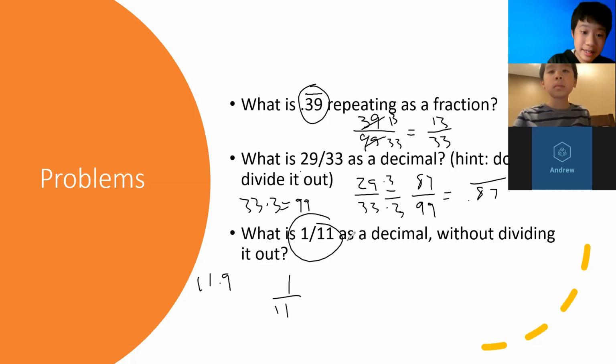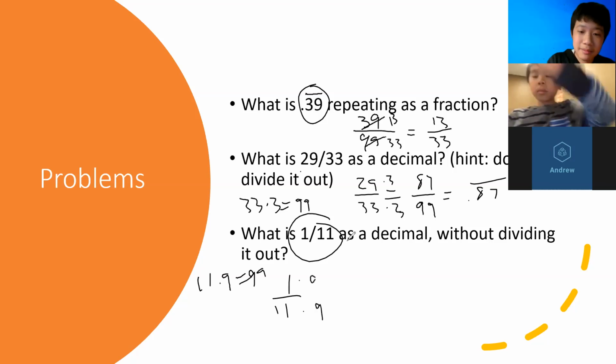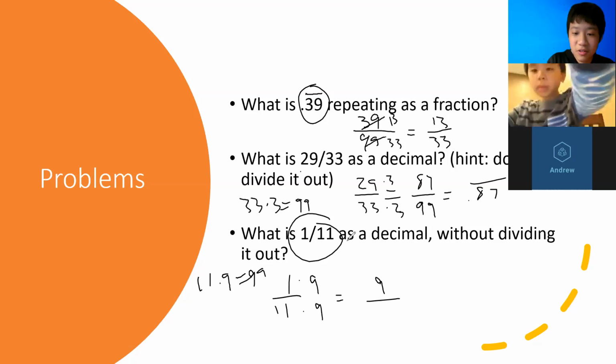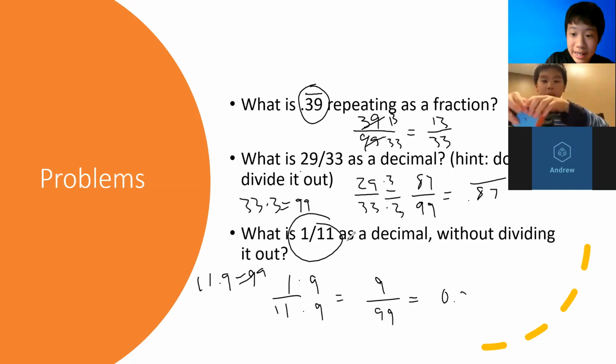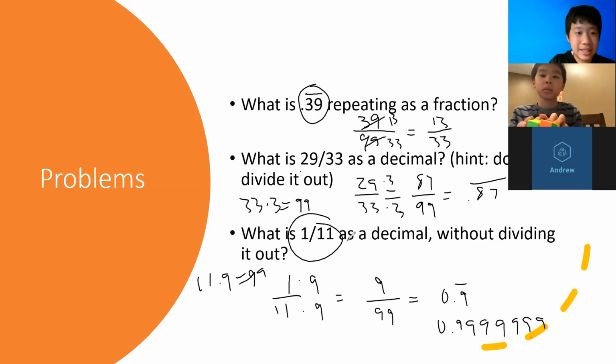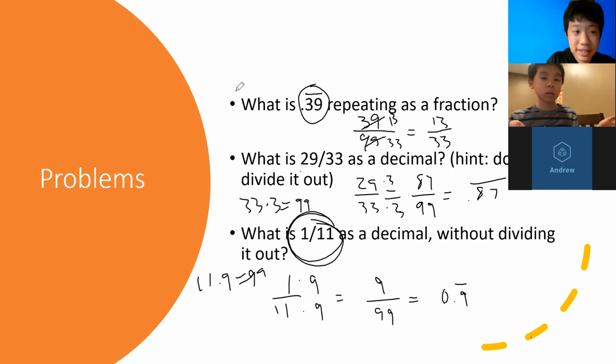And the same thing goes with this one, 1 over 11. 11 times 9 is 99. So we're going to multiply the top and the bottom by that. So we have 9 over 99. So a lot of people said 0.9 repeated. Well, what is 0.9 repeated? It's just this, right? But isn't this equal to 1? At least it's really, really far away from 1 over 11. So this is a really, really careful thing you have to do here.